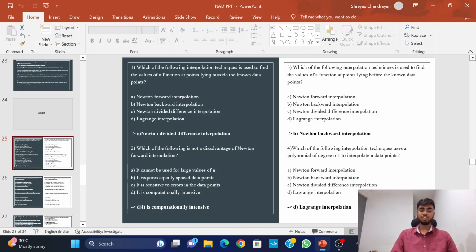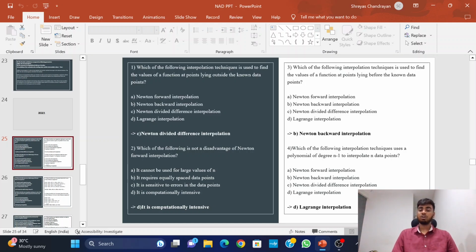The second question was, which of the following is not a disadvantage of the Newton forward interpolation? The given options are, it cannot be used for large values of n, it requires equally spaced data points, it is sensitive to errors in the data points, it is computationally insensitive. The correct option is it is computationally insensitive.